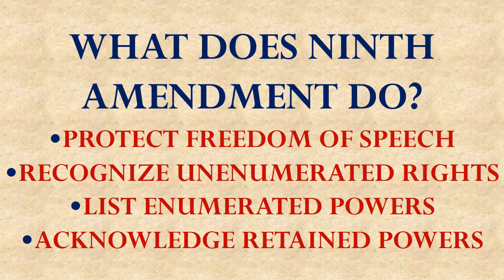What does the 9th Amendment do? Does it protect freedom of speech? Does it recognize unenumerated rights? Does it list enumerated powers? Or does it acknowledge retained powers? The 9th Amendment recognizes unenumerated rights. It tells us, hey, just because a right wasn't written down in the Bill of Rights doesn't mean you don't have it. Now, that's still kind of difficult, though, trying to figure out what these rights are if they were never written down. We're going to have arguments about it. But it tells you that you do have other rights.